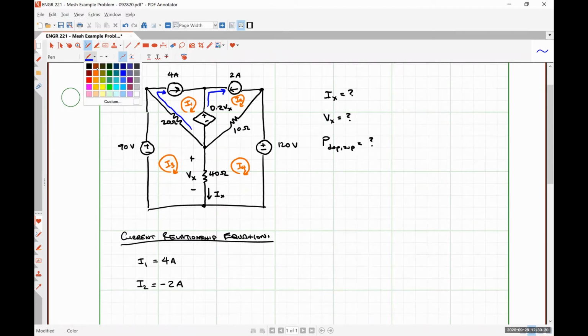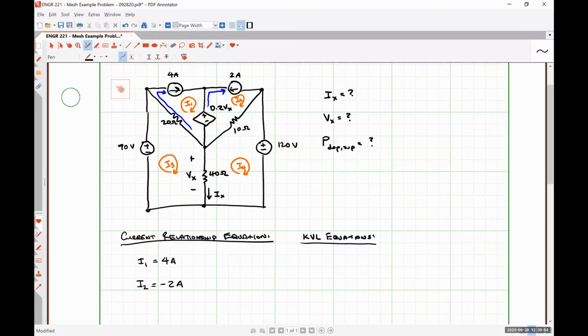Now, let's write our Kirchhoff's voltage law equations. Starting with mesh 3, I'm going to start at the bottom left-hand corner of the mesh, as I always do, and then follow the mesh current clockwise around its loop.